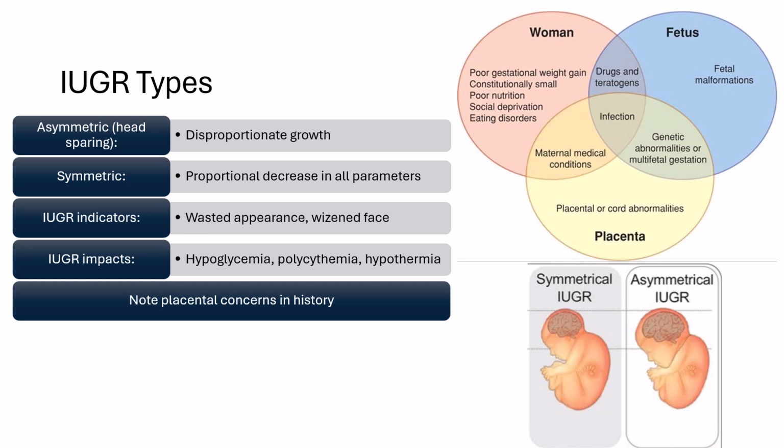IUGR indicators include a wasted appearance, wizened facial features, diminished subcutaneous fat, and dry, flaky skin. These infants face increased risks of hypoglycemia, polycythemia, hypothermia, and other complications. Always note placental concerns in the history that might explain IUGR.